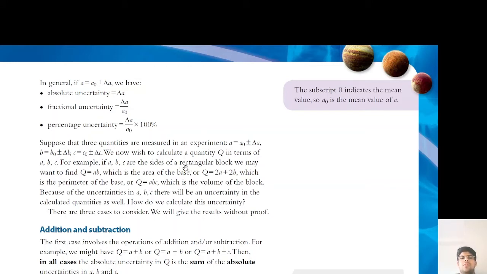You all know the volume. The formula for the volume of a rectangular block is LBH, where L is the length, B is the width or breadth, and H is the height. So here A, B, C are the length, width and height. Because there are uncertainties in A, B, C, there will be an uncertainty in the calculated quantities as well. How do we calculate the uncertainty? That's the question. There are three cases to consider. We will give the result without proof.